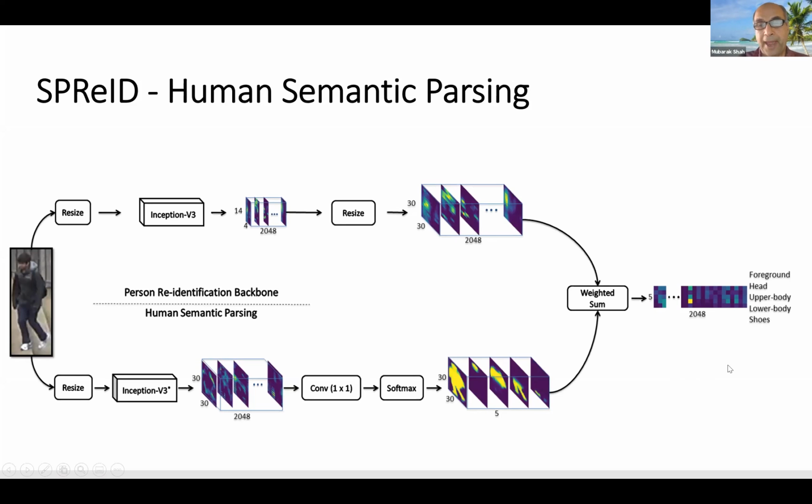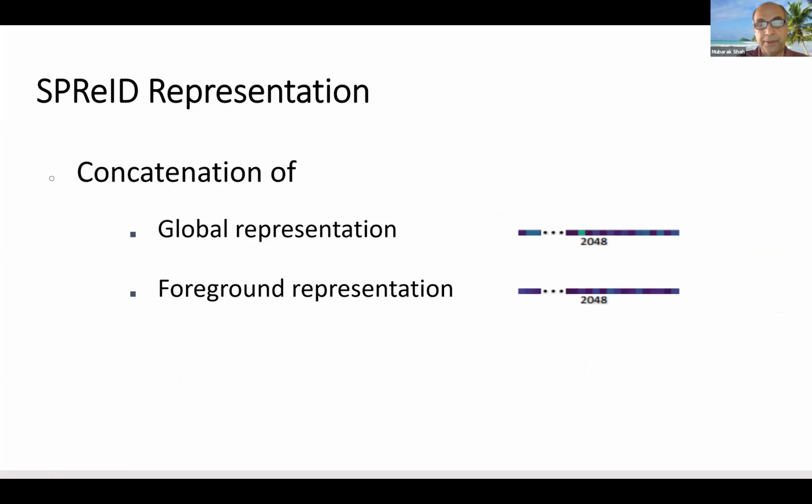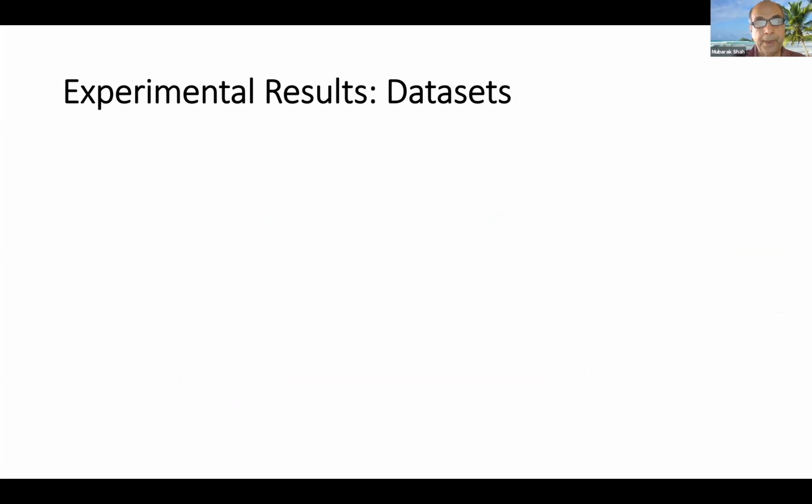So now we have the foreground features, and then we have the body part features, which come from the 4 other semantic parts, and we average them. That way we have a concatenation of the global representation from the upper branch, the foreground representation, and the body part representation. So we have three 2048-dimensional feature vectors, and that's what we use to retrieve the images from the gallery.